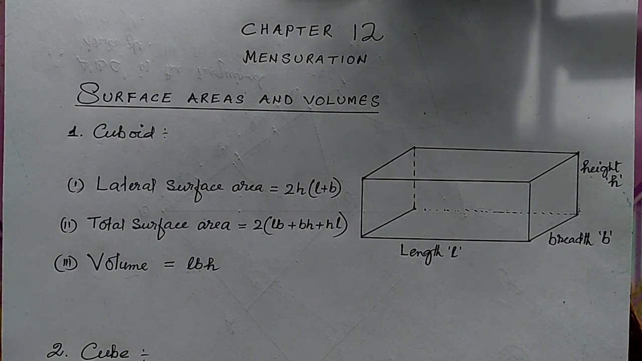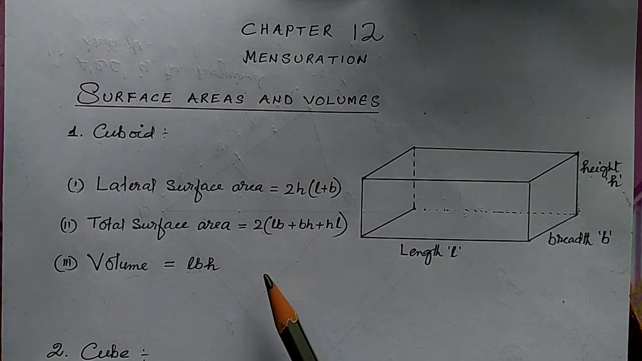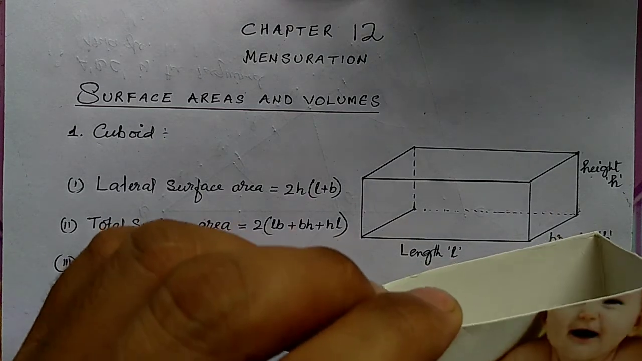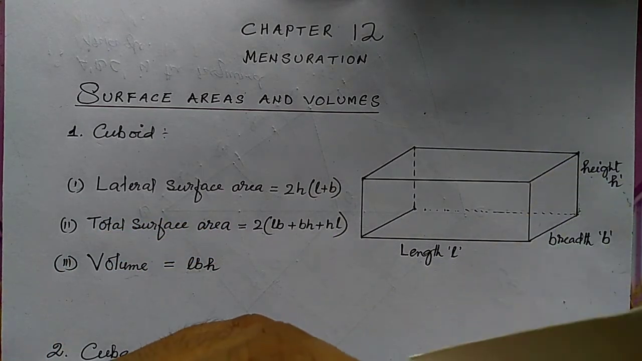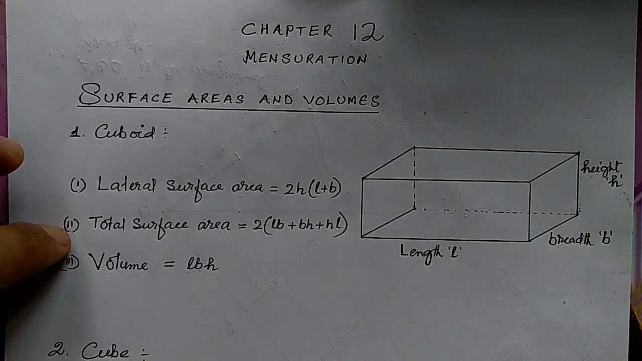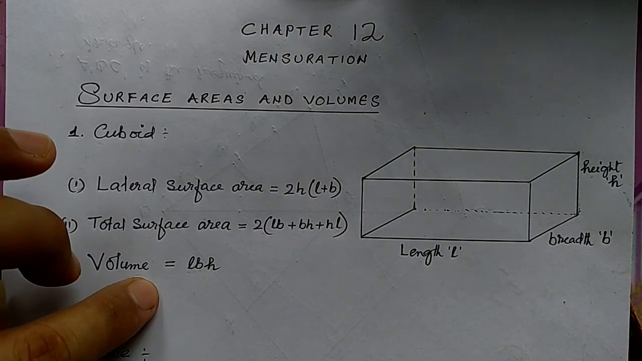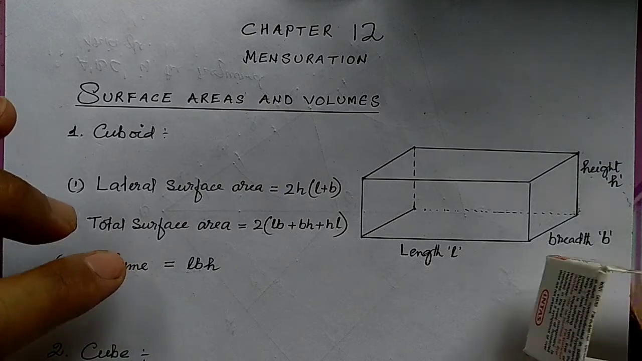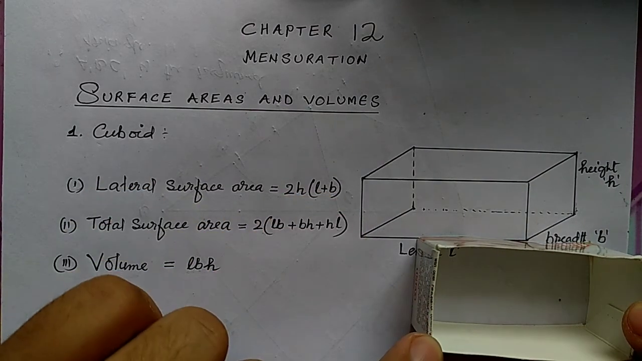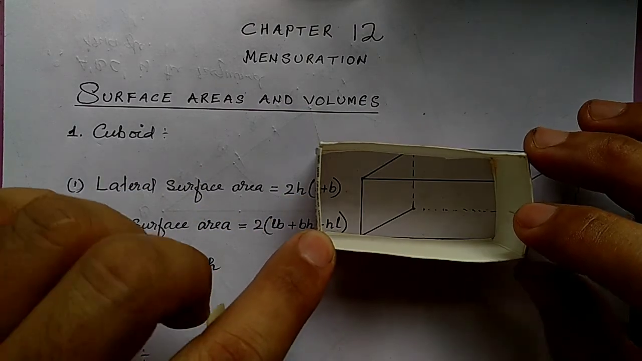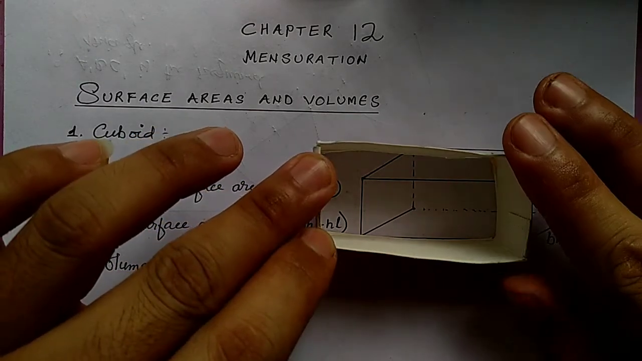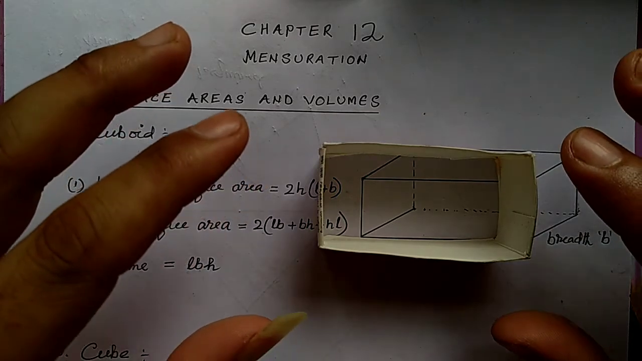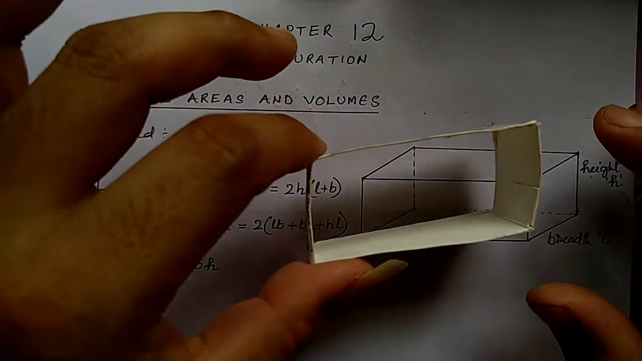Then the next one, total surface area. For this total surface area, we use all the 6 faces. So the area of all the 6 faces gives the total surface area. And the next one is volume. Volume, you can understand like this. Let's say this is your tank, a water reservoir. If this tank is completely filled with water, then that much water is the volume of this tank or cuboid.